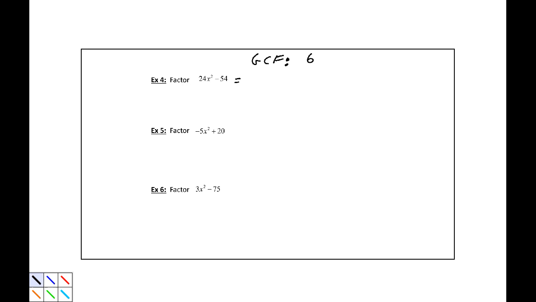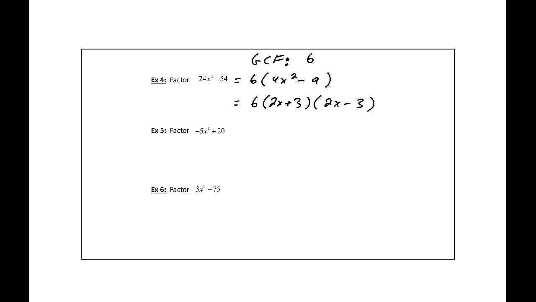So I can rewrite 24x squared minus 54 as 6 parentheses 4x squared minus 9. Well, 4x squared and 9 are perfect squares, so this should be able to factor as 6, and then my two sets of parentheses. The first I'm going to have 2x plus 3, and the second 2x minus 3. Because 2x, that quantity squared, would be 4x squared, and 3 squared would be 9.